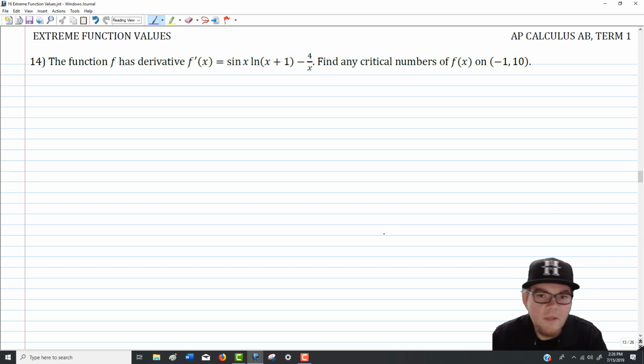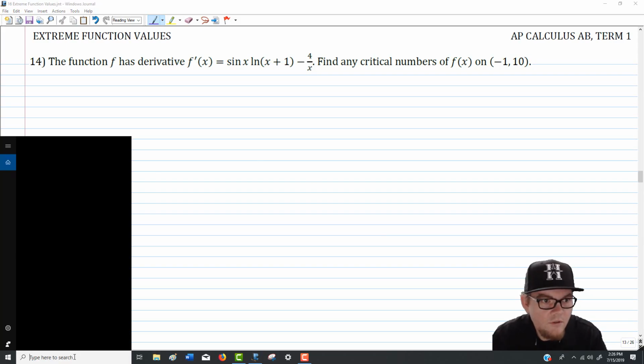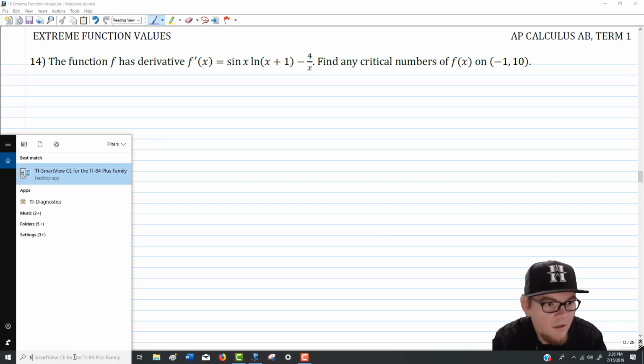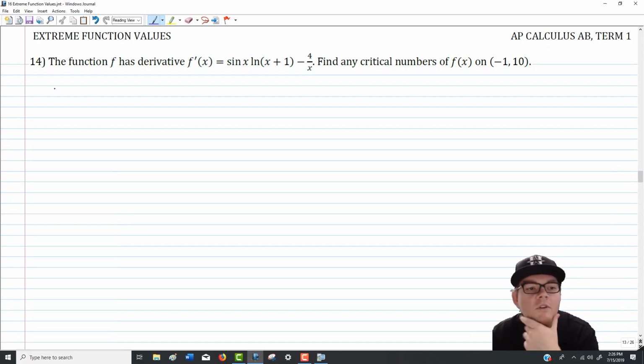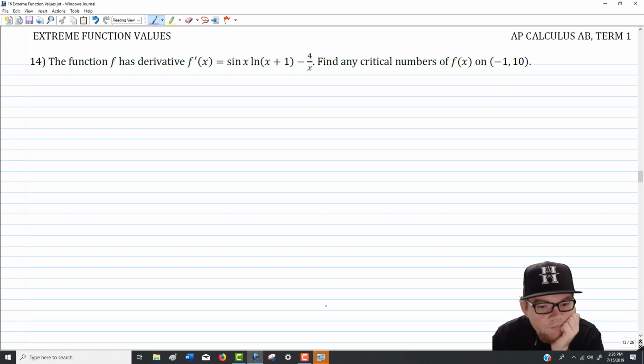This one is from the calculator active portion, so I should probably include this in here, TI-Smartview. So we'll let that pop up here. It says in question 14 that the function f has derivative f prime of x equals this mess, and then it wants us to find any critical numbers of f on -1 to 10. So we're interested in the interval from -1 to 10.